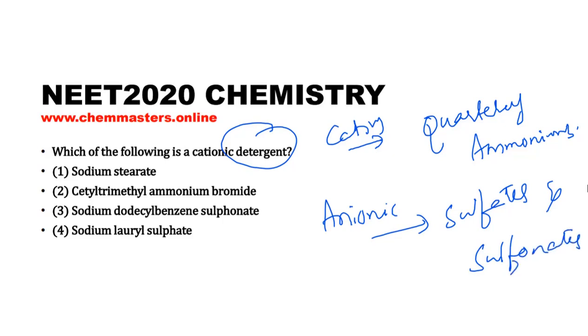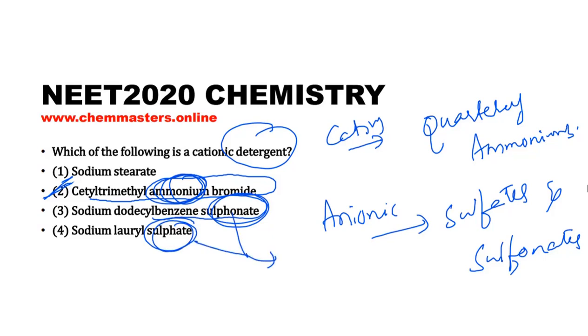Okay, now just look at the given options here. We have cetyl trimethyl ammonium bromide. Here ammonium is there, that's why it is a cationic detergent. You can see sodium dodecyl benzene sulfonate and sodium lauryl sulfate. These two are anionic detergents. Here sodium stearate is a simple soap. So that's why the second option is the correct answer.